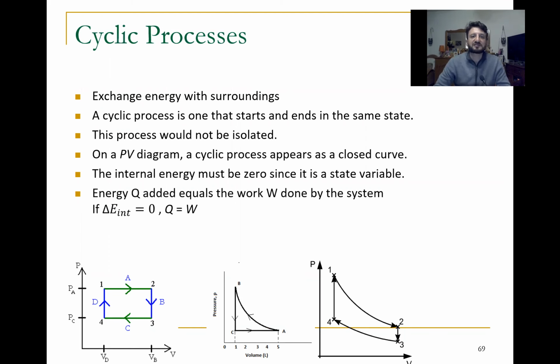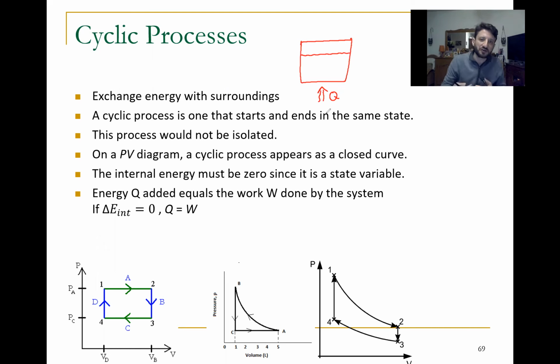Cyclic processes. What I mean by cycle: first of all, in the case of a cycle, you have an exchange of energy with the external medium. For example, we have a quantity of water and I can give heat to the system. For example, it's closed and here I give Q. So we have Q hot. Or I release a quantity of heat, we have Q cold.